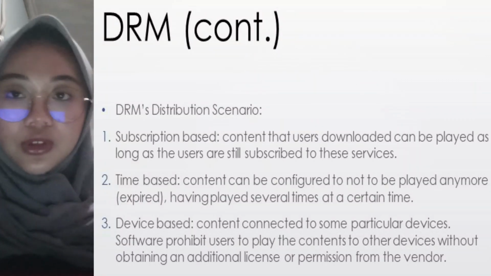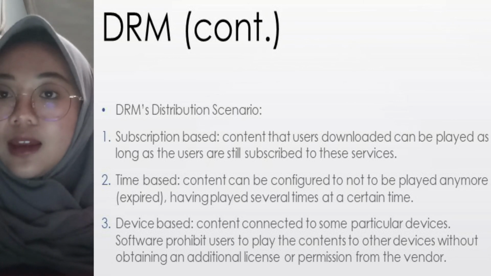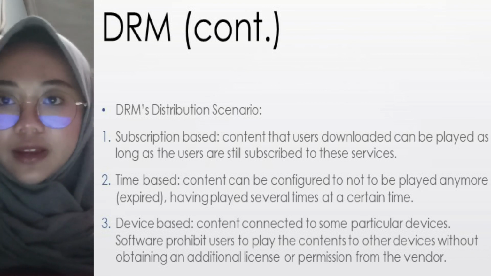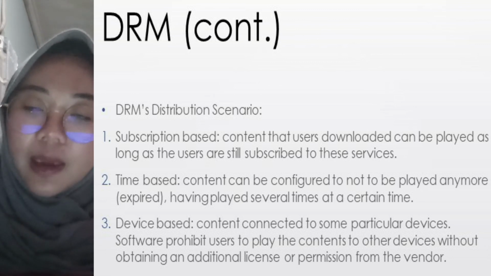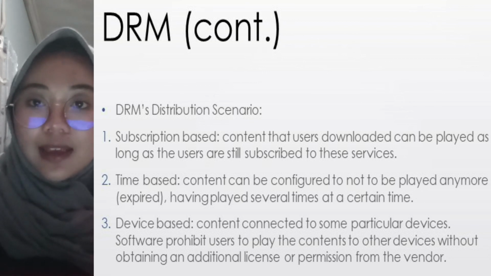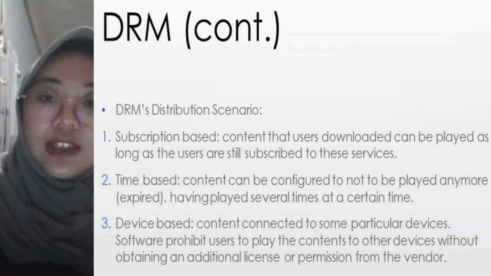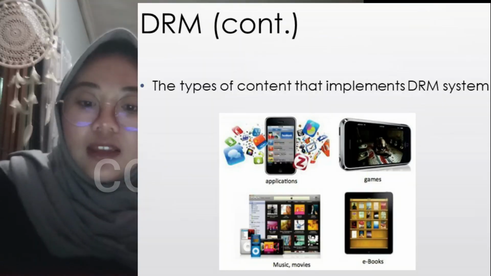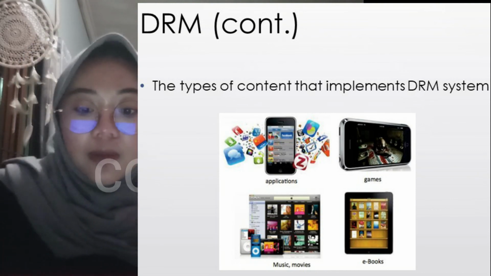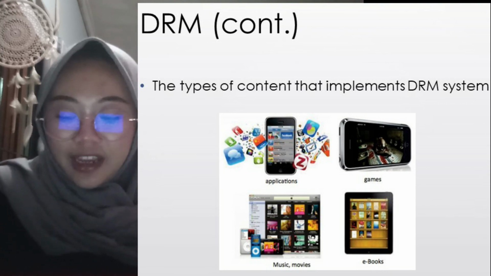Next, the distribution scenarios. There are three. First is subscription based, which we already know, like on YouTube, you subscribe to someone, or like Microsoft, it's subscription based. Then time based, which means there's a limited period of time when you can access the content. And then device based, which means that it is connected to a particular device. Types of content that implement DRM systems are applications, games, music, movies, and ebooks, which are very common in our daily life.